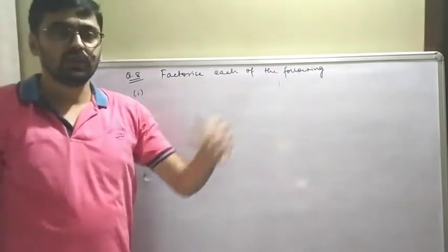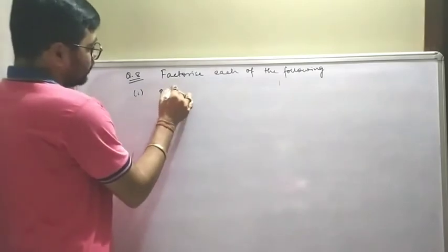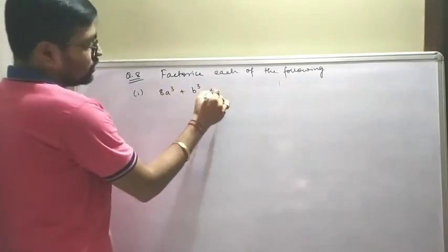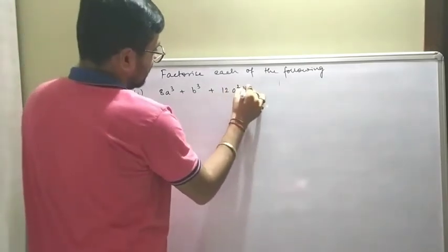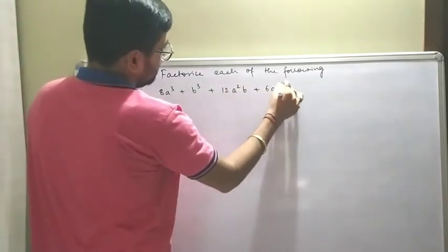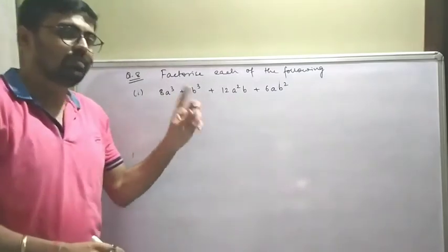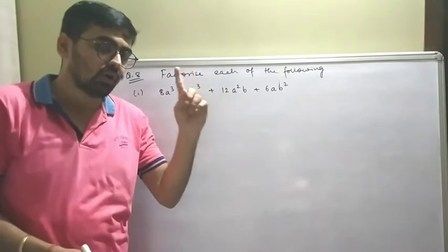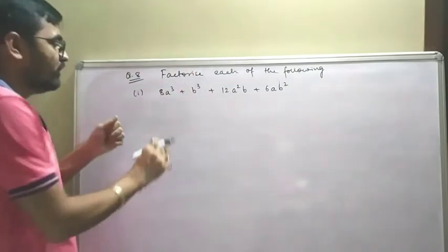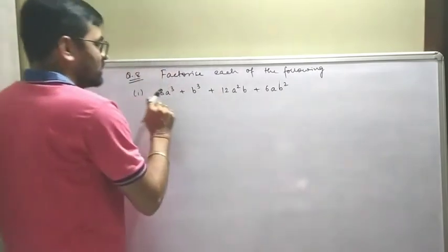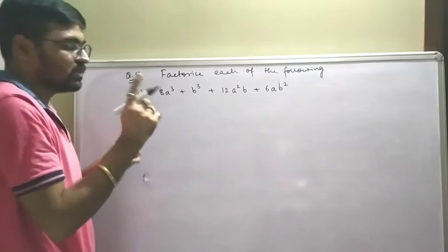Factorize each of the following. In that, the first one is 8a cube plus b cube plus 12a square b plus 6ab square. Now if there is a term of cube, that means we have to think of the formula or the identities of a cube. Correct? Now if you observe here, all the terms are positive. That means it must be x plus y whole cube.